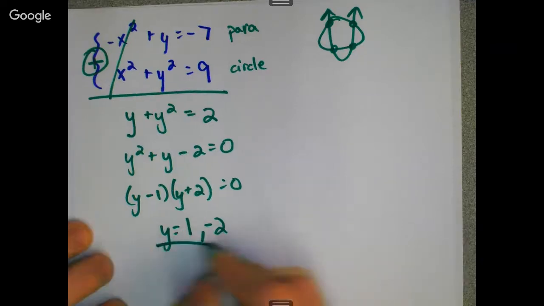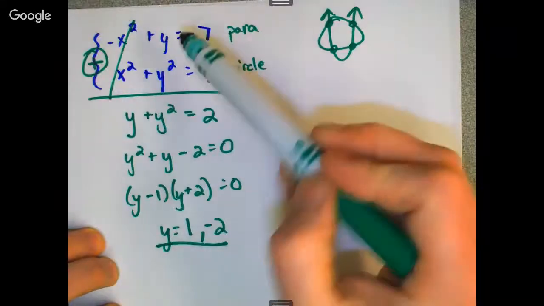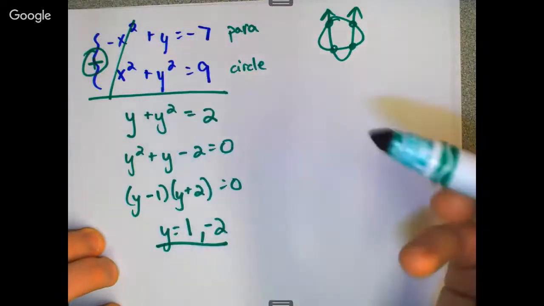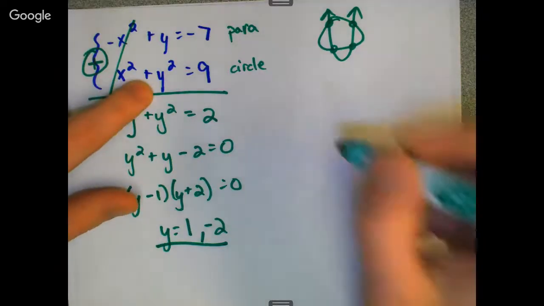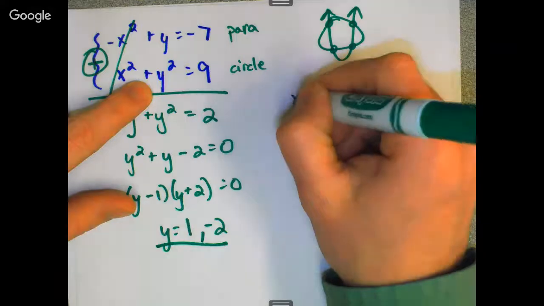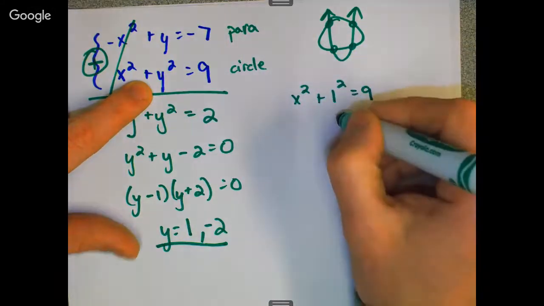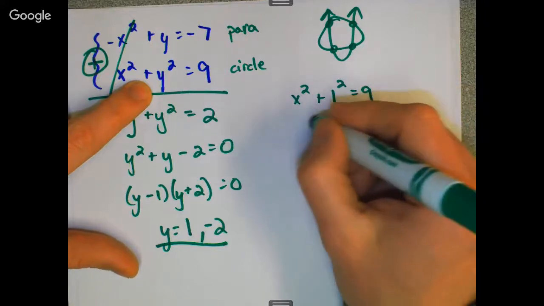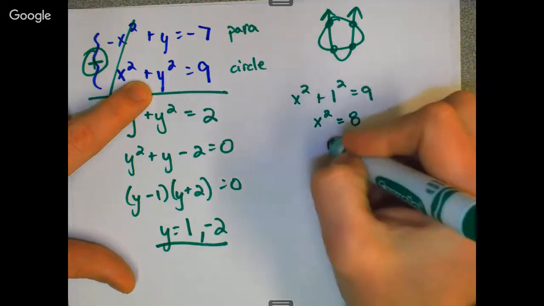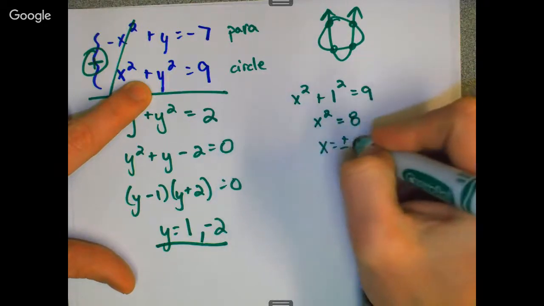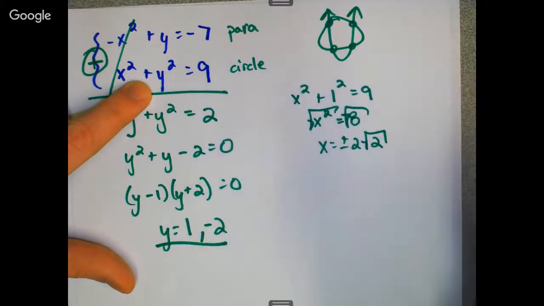Okay, so now I need to take these values and plug them into one of the equations up here. Okay, let's just plug it into the circle. So we have x squared plus 1 squared equals 9. So that's x squared equals 8. So that's x equals plus or minus 2 radical 2. Square root of both sides, reduced my radical.